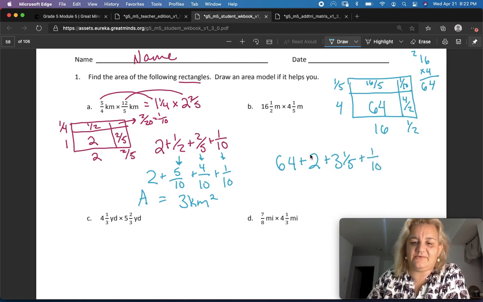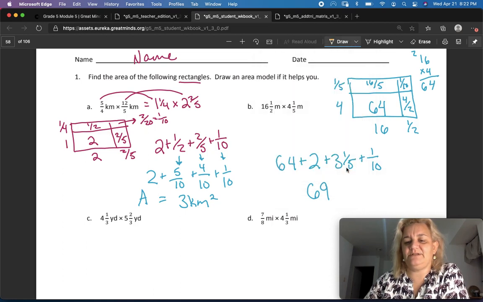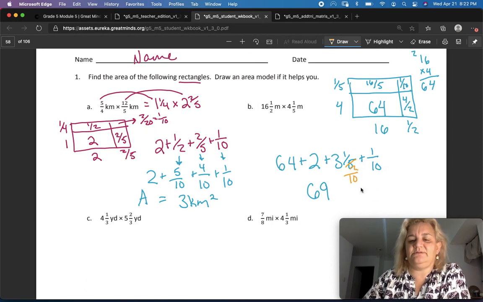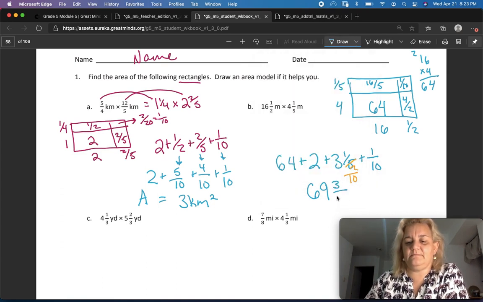Okay, so I can add the whole numbers. 64 plus 2 is 66, plus 3 is 69. Now I need to change that 1/5 to common denominator, so I'm going to multiply by 2, and I'm going to get 10, and that's going to give me 2 on the top. So 2/10 plus 1/10 equals 3/10. And I have to use my label, meters squared. I'm going to erase this yellow just to get it out of the way. There's my answer.